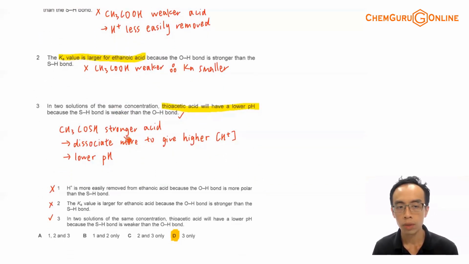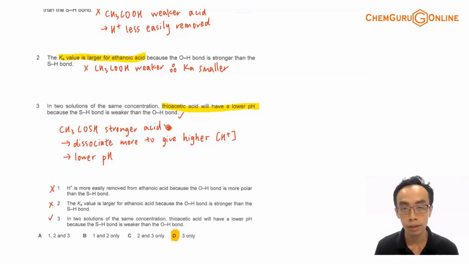Number 3: in 2 solutions of the same concentration, thioacetic acid will have a smaller pH because the SH bond is weaker than the OH bond. The first portion is okay: thioacetic acid will have a lower pH.